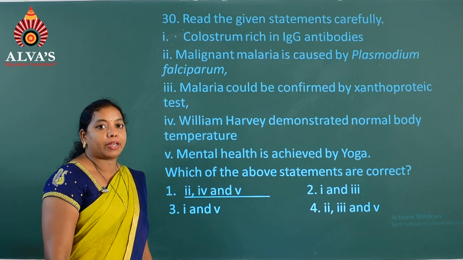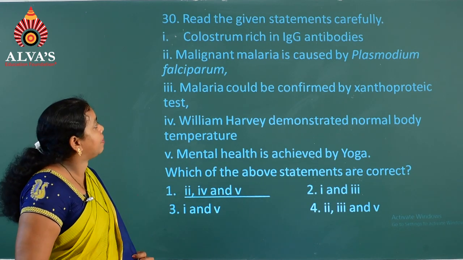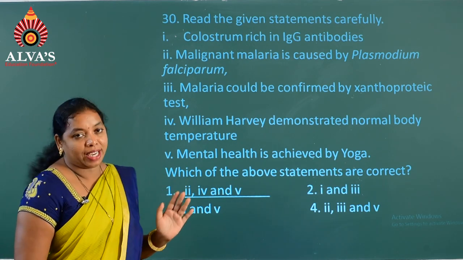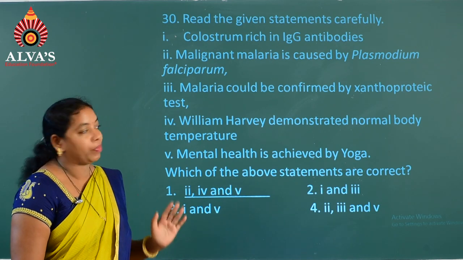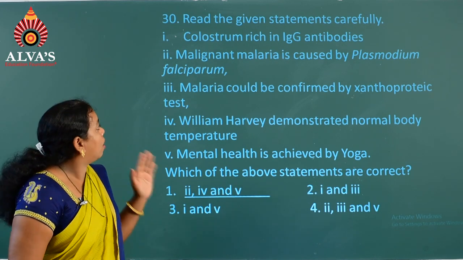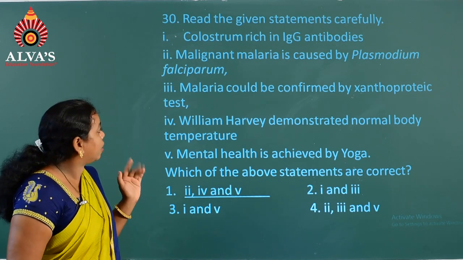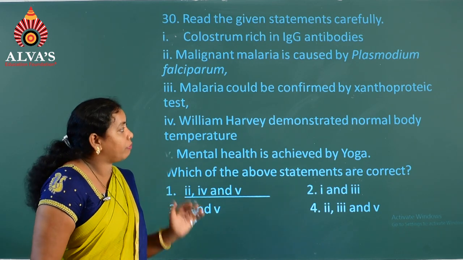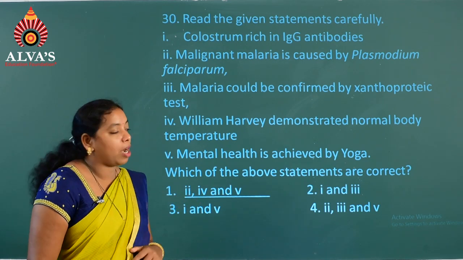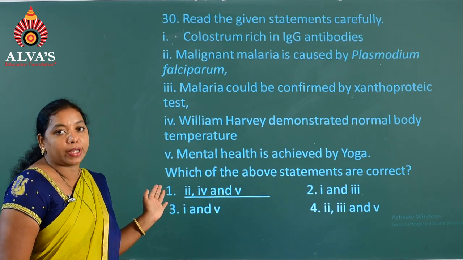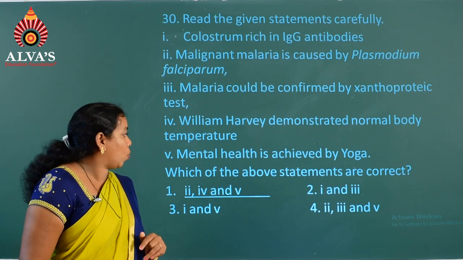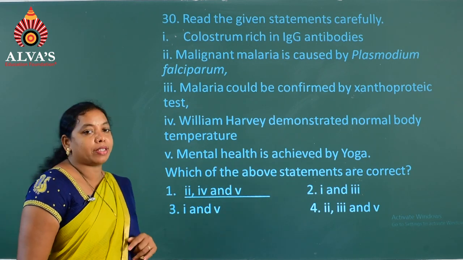For the next question, question number 30. Read the statements carefully. The first, colostrum is rich in IgG antibodies. The second, malignant malaria is caused by Plasmodium falciparum. Third, malaria could be confirmed by xanthoprotein test. The next, William Harvey demonstrated normal body temperature. And the next, mental health is achieved by yoga. Which of the above statements are correct?